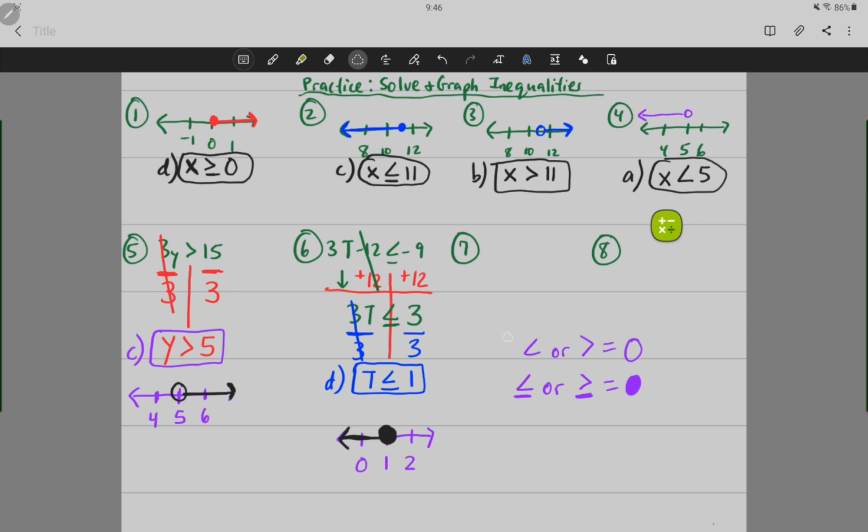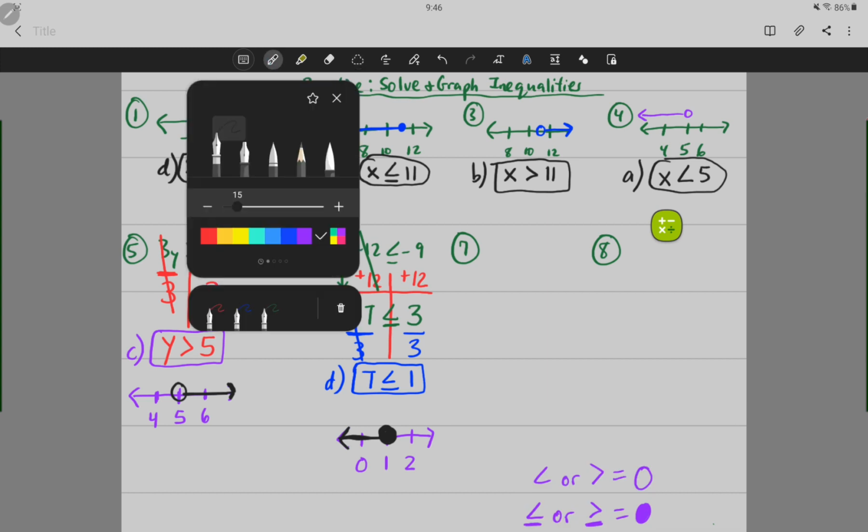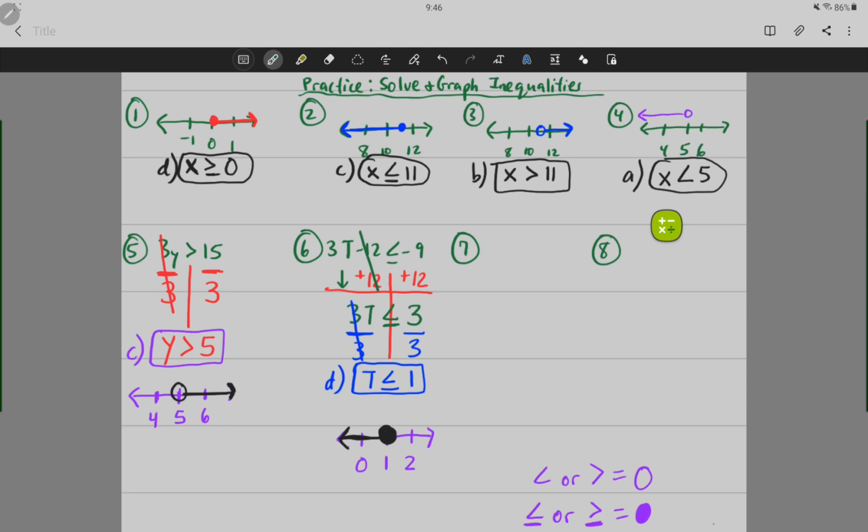So let's erase this. We'll keep this around in case you have a question about open or closed circles. And we'll go to number 7. Number 7 is a word problem. It says Peter earns $9 per hour, plus an additional $100 in tips for delivering pizza. He earned more than $145. How many hours could Peter have worked on Saturday? Just like an equation word problem, with an inequality word problem we want to take it apart piece by piece. First it says Peter earned $9 per hour, so we're going to put 9.